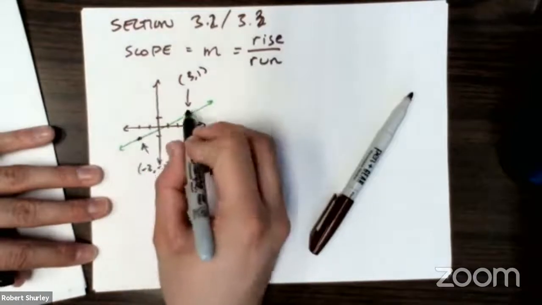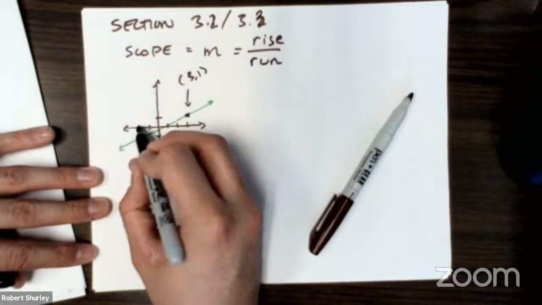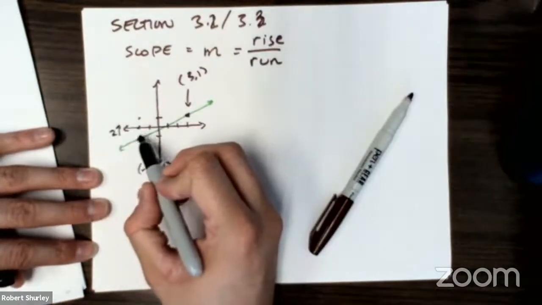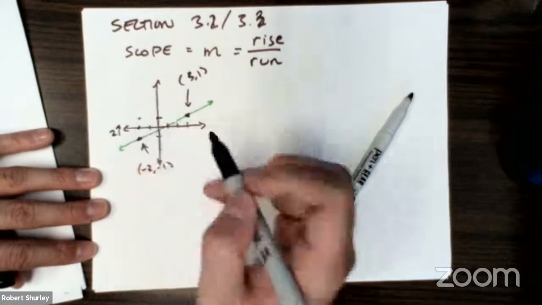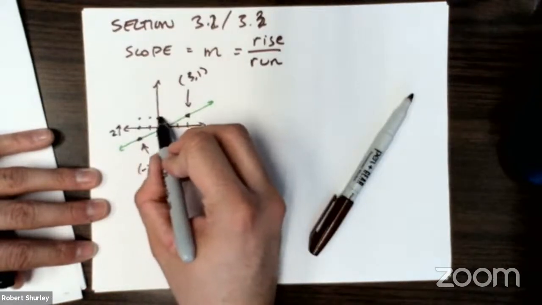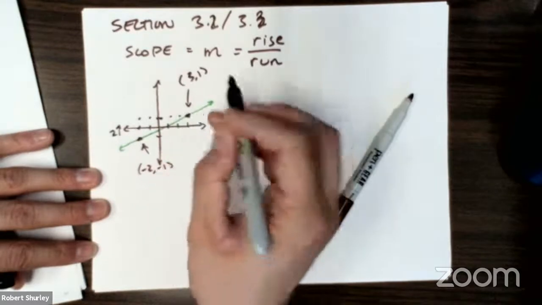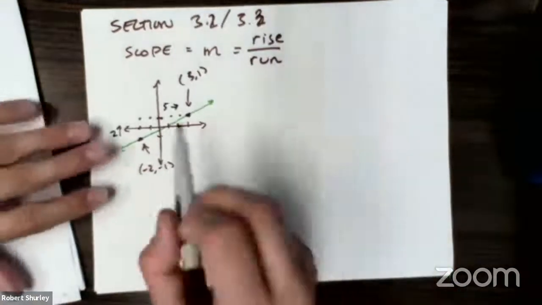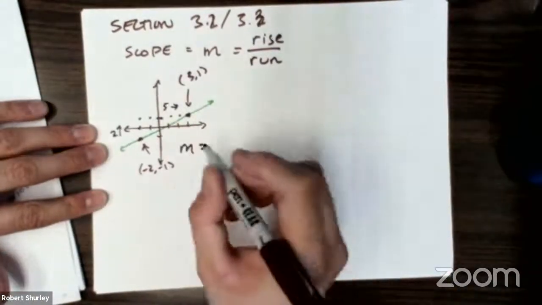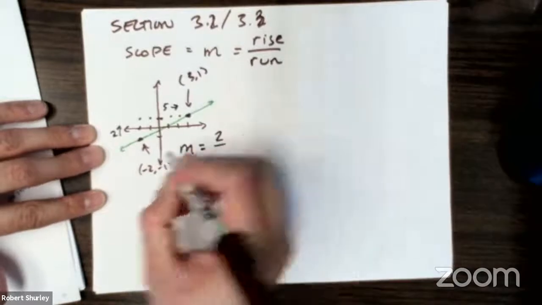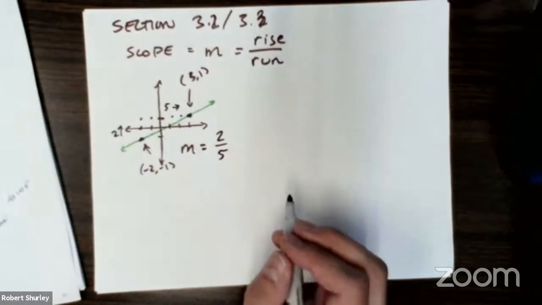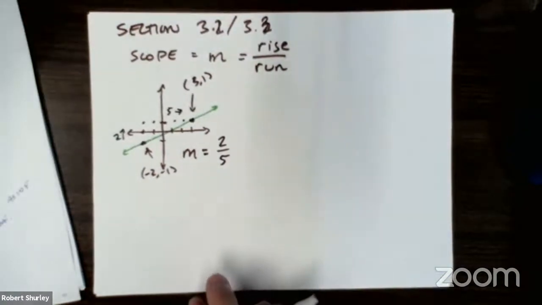If I want to go from here to here, I need to go up 1, 2 units. So it's at -1 here, then 0, then 1. And then I need to run 1, 2, 3, 4, 5 units over. So that's my rise and my run. The slope for this green line is going to be rise 2, we went up 2, and then run 5. Kind of neat.